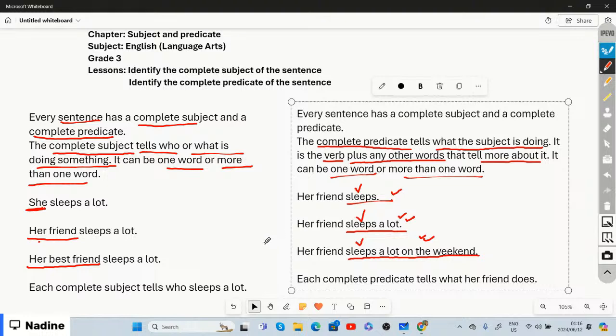So once again, before we move on, we say that each sentence has a complete subject and each sentence has a complete predicate. And the complete subject within a sentence tells us either who or what is doing something. And when it comes to a subject, it can either be one word or it can be more than one word.